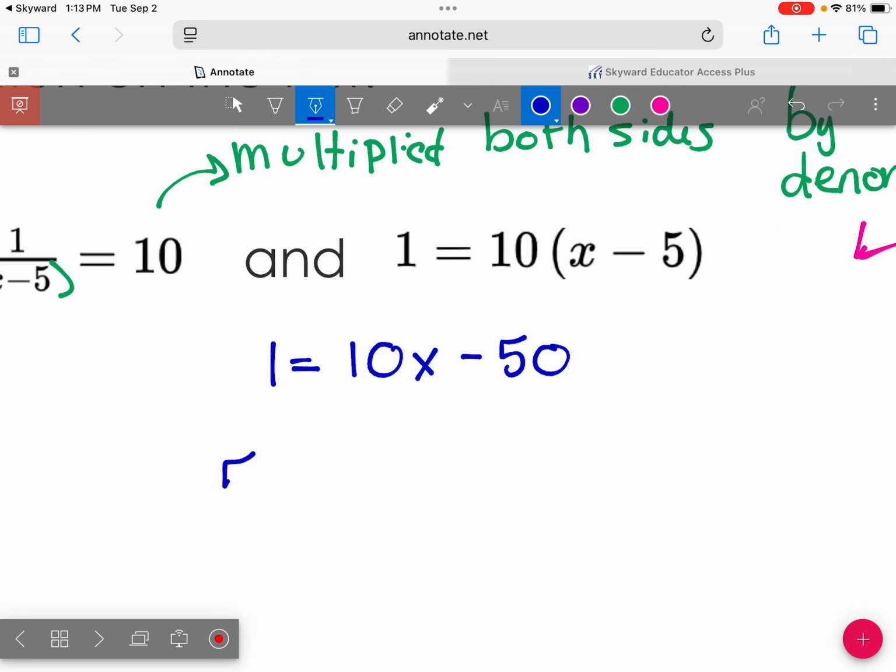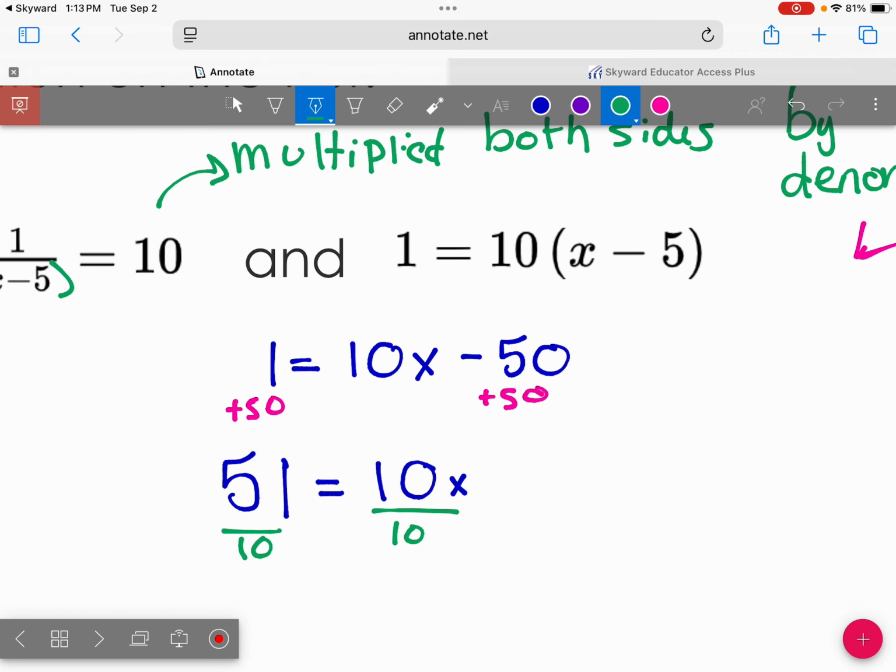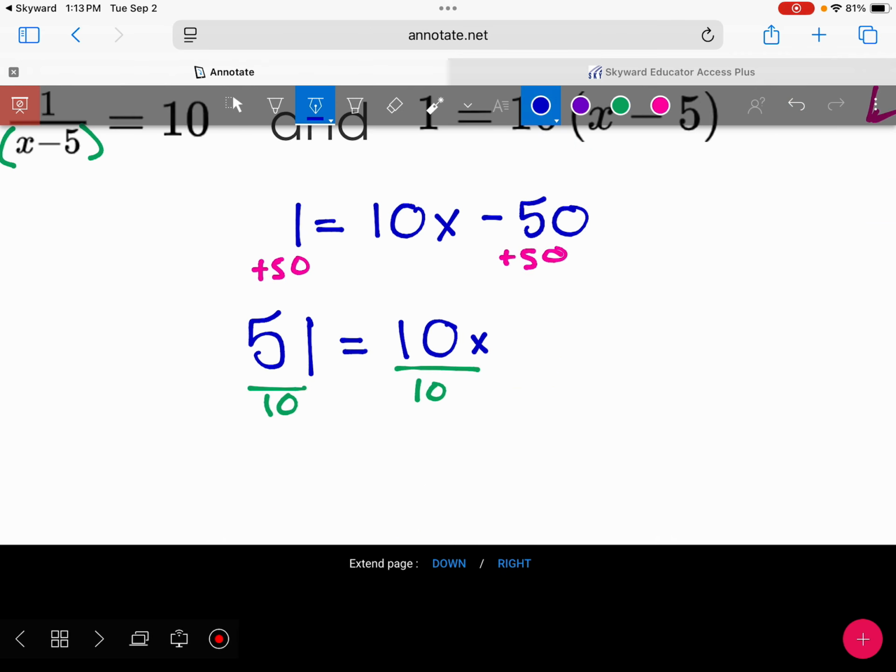Beautiful. So if we add 50, we're going to have 51 equals 10x. Divided by 10, what is that, 5.1? Even without a calculator, we got a decimal answer on this one. You could get 5.1, you could put it in the calculator, or you could put it as 51 tenths. So this is totally valid. Absolutely a valid thing we can do.